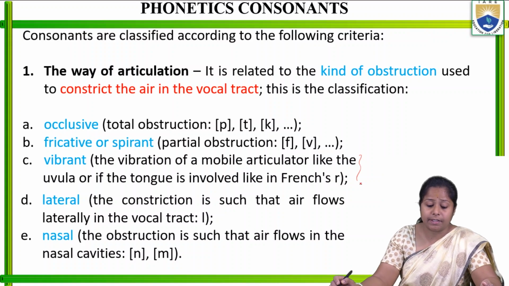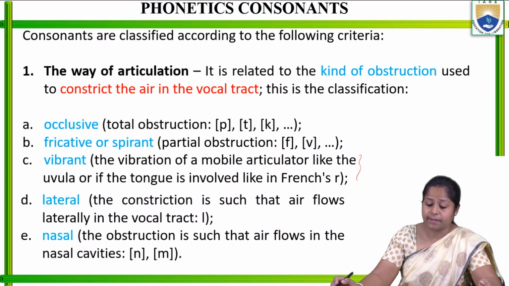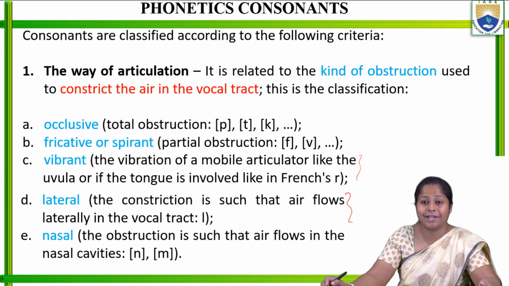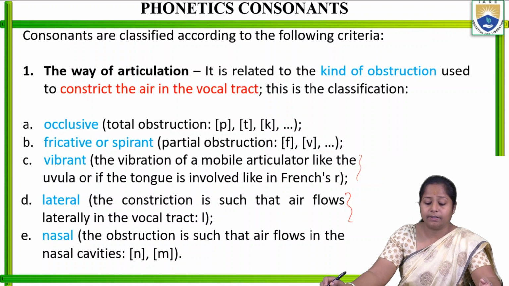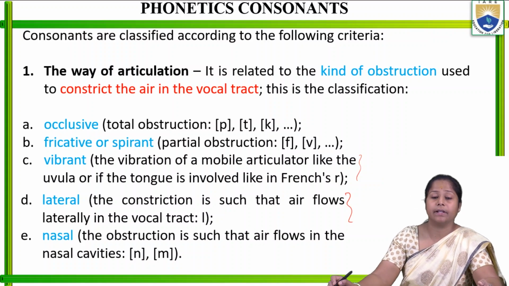Next is lateral. Lateral is when the constriction is such that air flows laterally in the vocal tract. Whenever the constriction is made and the air flows in the mouth when someone talks, and it comes out laterally in the vocal tract, those sounds come under this.